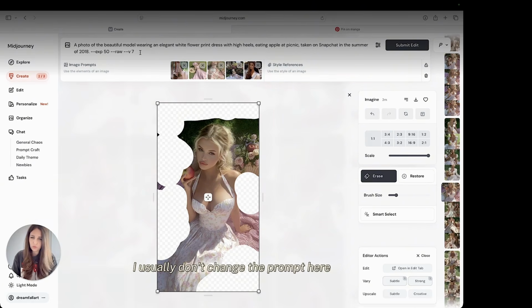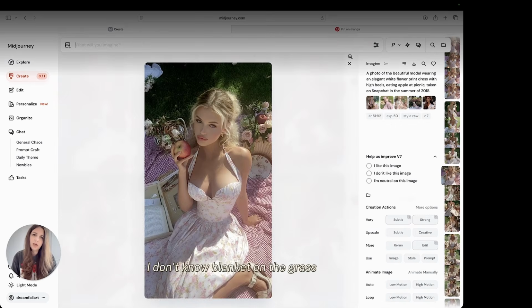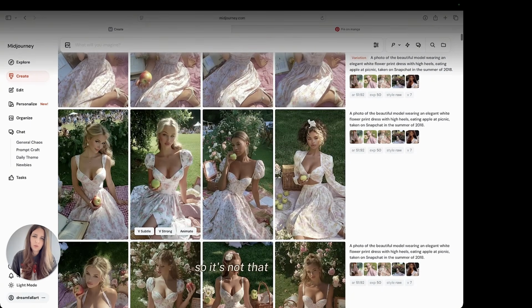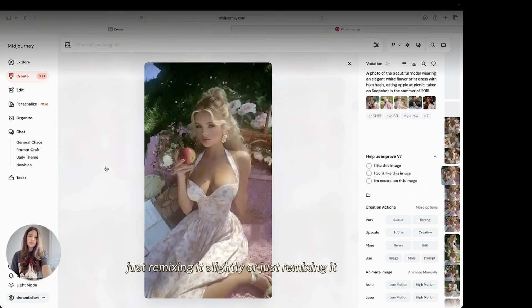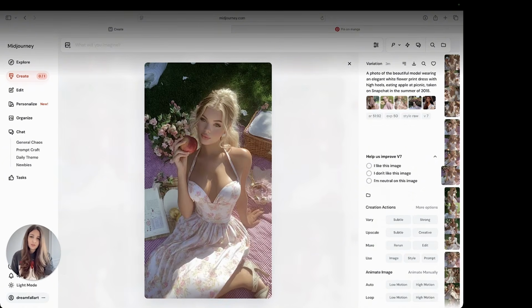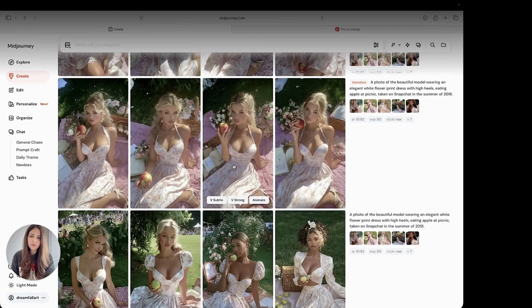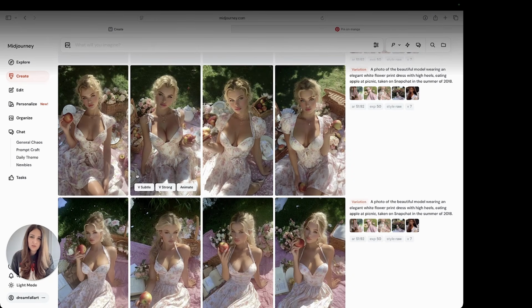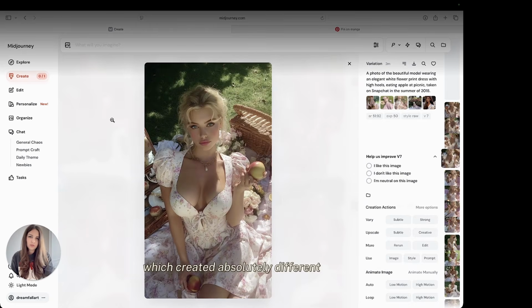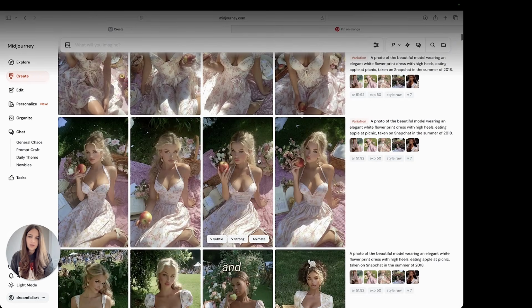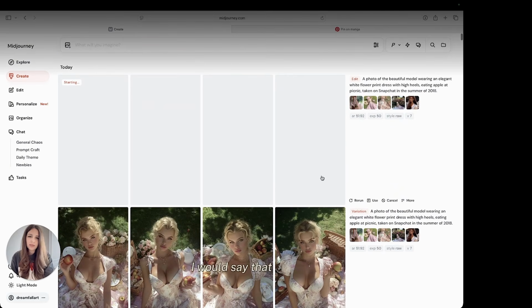I usually don't change the prompt here. If you want something exact, some object, you can write it here, like the edit, you can delete this one and say, I don't know, blanket on the grass, something like that. But I don't always do that. See, as I told you before, just remixing it slightly, or just remixing it, for example, this one right now, even better. See how it goes. It's like a flow of experimenting. And this one is, I guess, the strong variations. We created an absolutely different composition. And I would say that this editing takes a lot of time if you use it in the slow mode that I use right now.